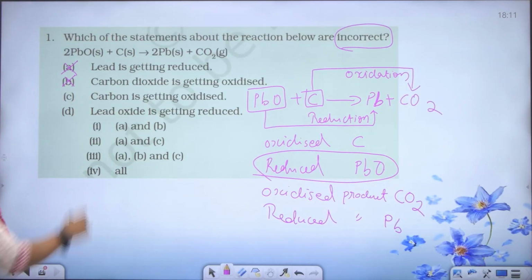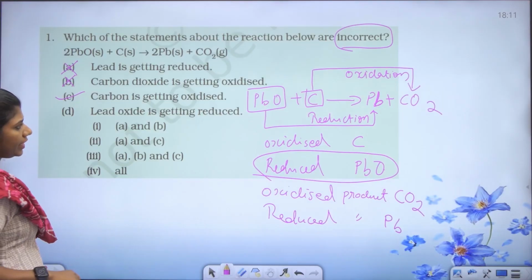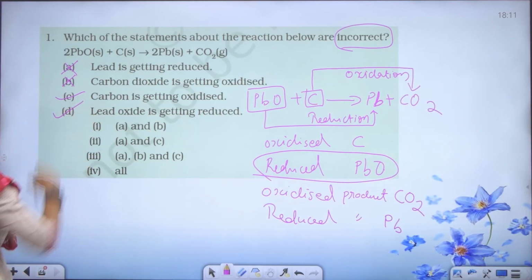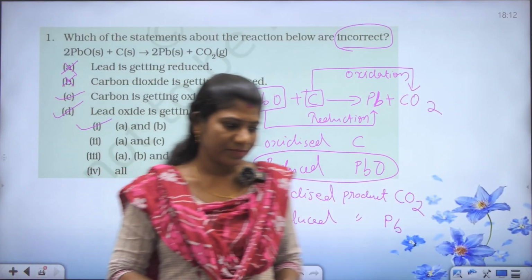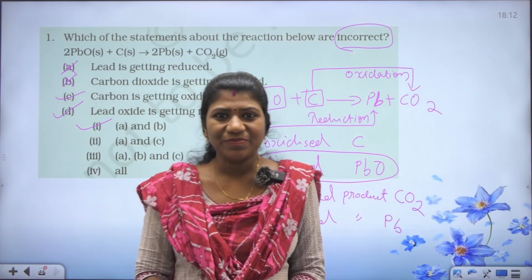Carbon is getting oxidized, it's correct. And lead oxide is getting reduced, it's also correct. Then find the incorrect statements: the incorrect statements are A and B. The correct answer is option 1. Lead is getting reduced and carbon dioxide is getting oxidized are wrong. Lead is the reduced product and carbon dioxide is the oxidized product. Okay, thank you. See you in the next class.